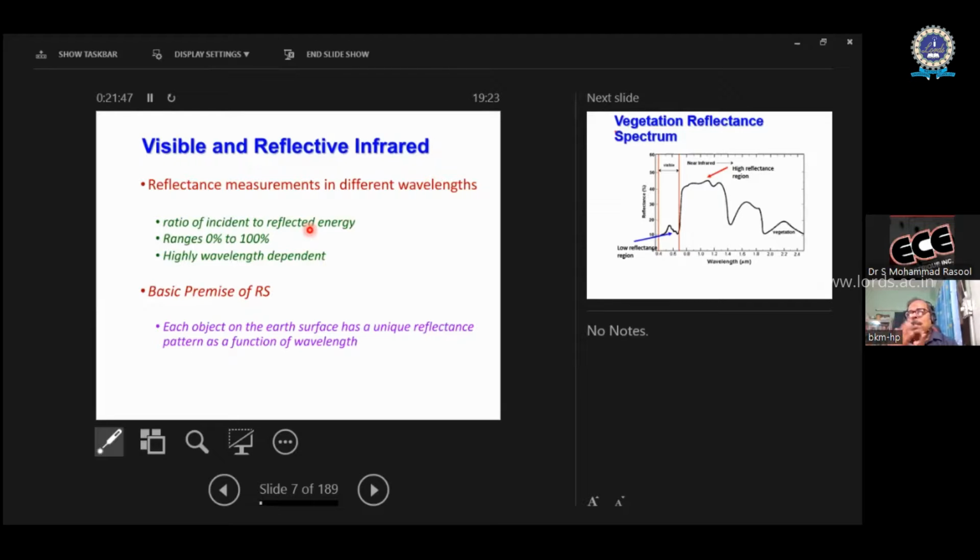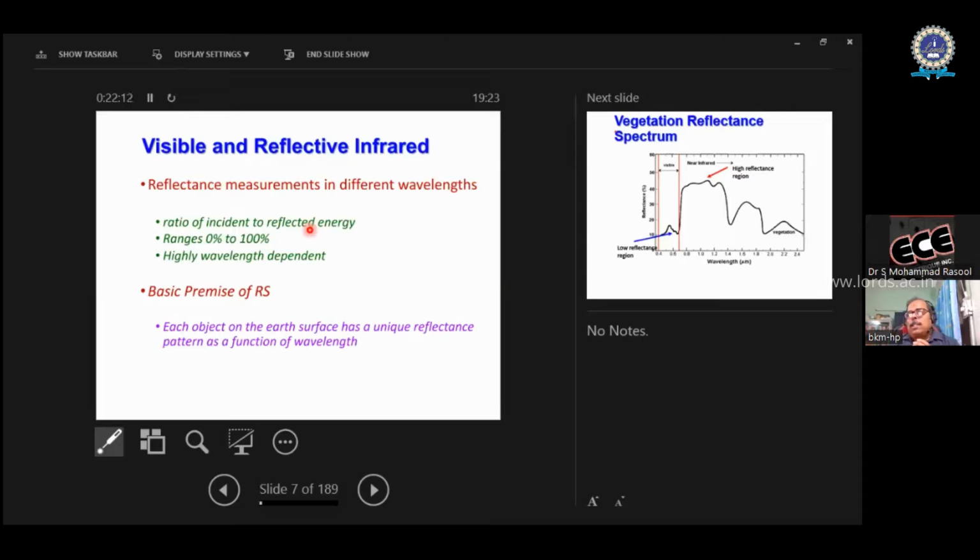Okay, so the reflectance can be as low as almost 0. It will never be 100%, but it can be high depending on what kind of objects and what kind of wavelengths. And so this reflectance is highly wavelength dependent.